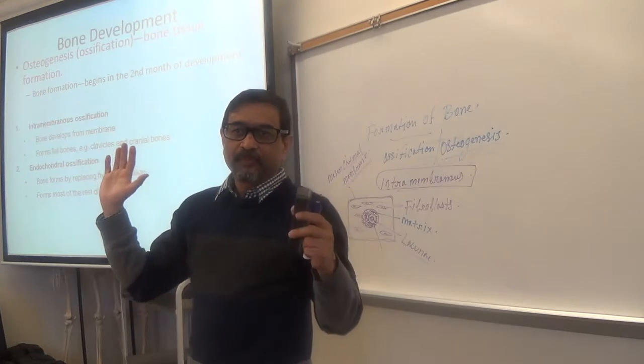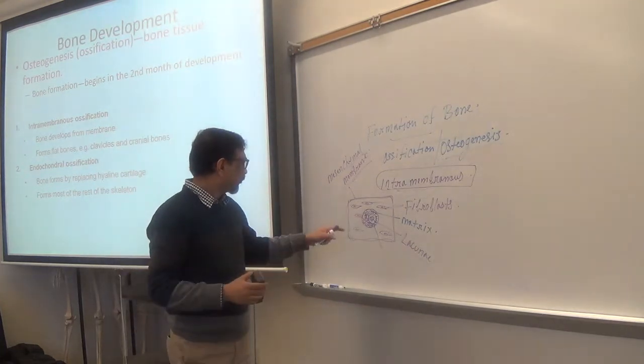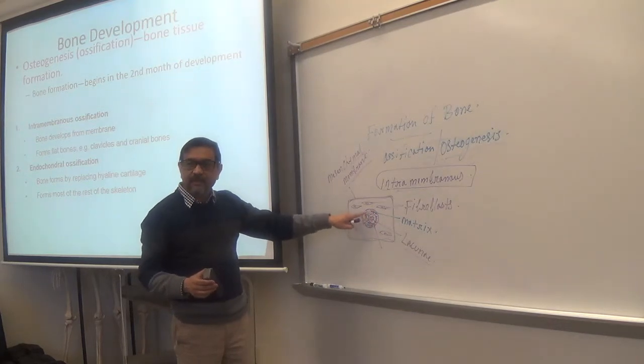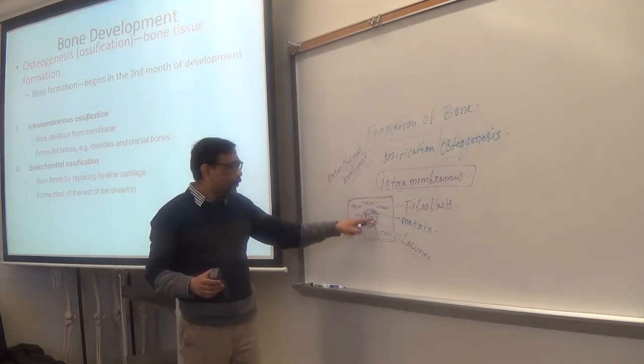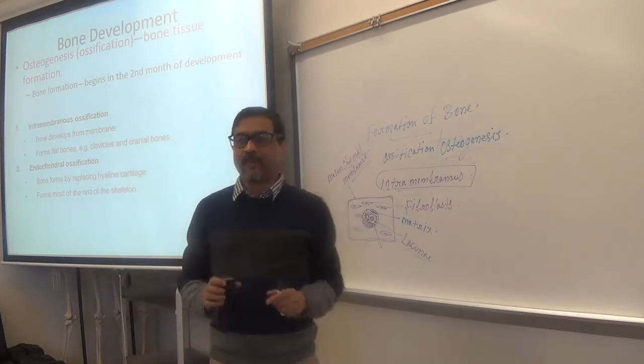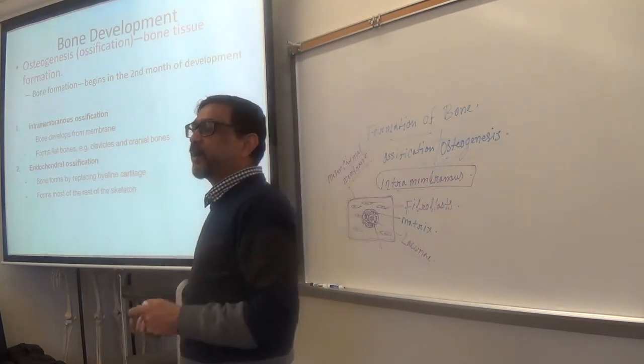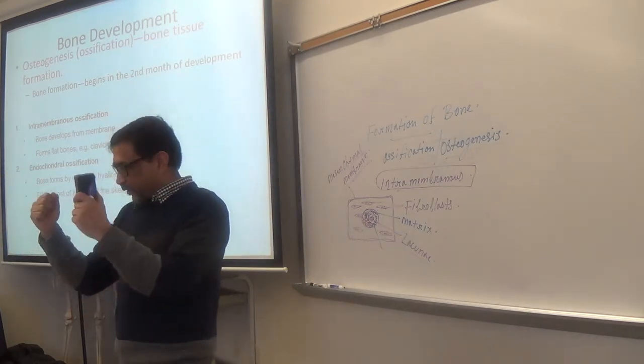Yes? What are the little spikes off the osteocyte called? Is that the lacunae or is that tiny little spikes? Oh, those are processes. Thank you. You know, the bone has processes, right? Like that. Extensions.